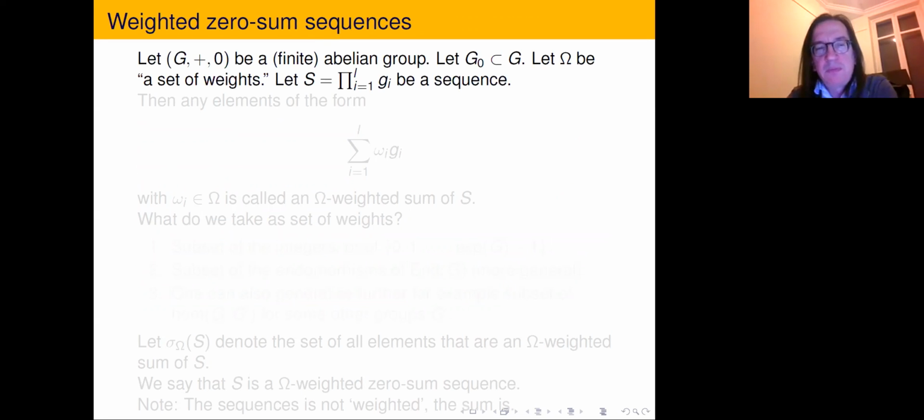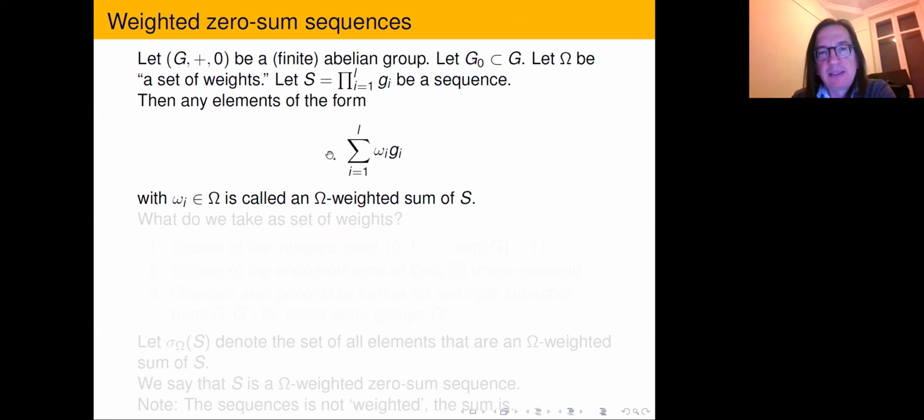So if we have again, as we had it, a finite abelian group, a subset, and now we have a set of weights. I do not yet say what these weights actually are, but I will say so in a moment. And then we have a sequence as before. Then any element of the form the sum of omega_i g_i, where these omega_i's are weights, is called an omega weighted sum of S.